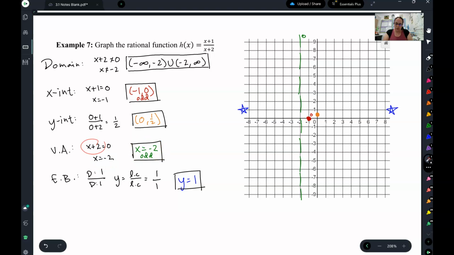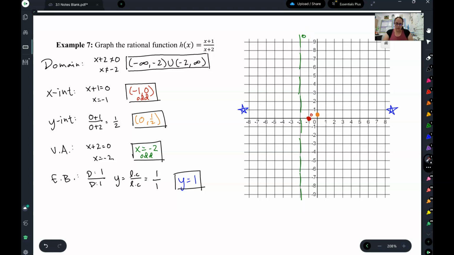This is also odd because of the secret 1 exponent on that x plus 2. The exponent of 1, 1 is an odd number. So I graphed it with my dashed line, put a little O for odd.